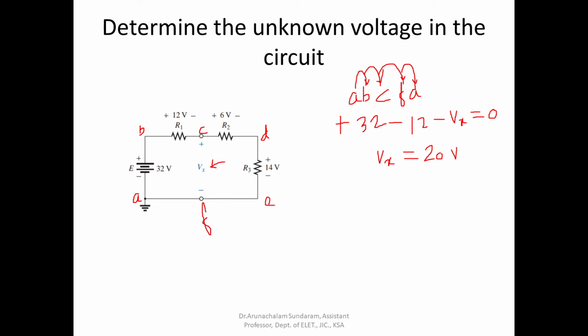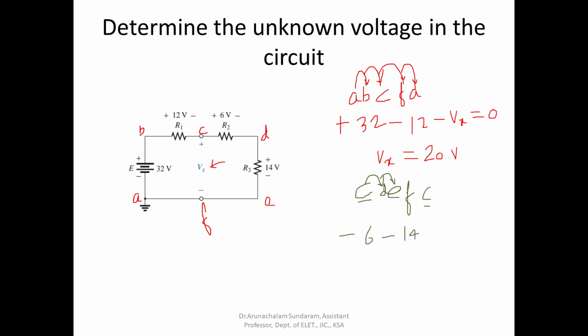Instead of taking A, B, C, F, A, you can also form a loop C, D, E, F, C. The only thing is you have to start and then you have to end at the same point. So go from C to D. If you go from C to D, it is actually drop. So what is the drop? Minus 6. Why am I putting minus? Because it is drop. Now you go from D to E. Again you find it is drop. So minus 14.